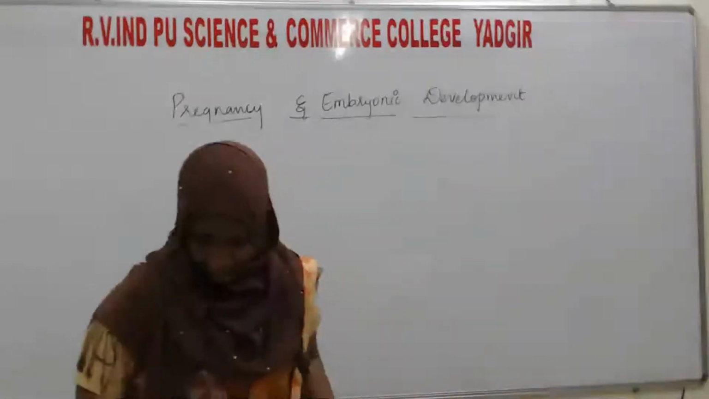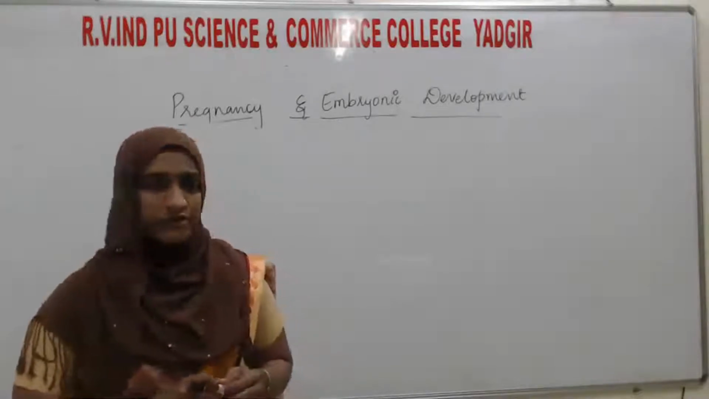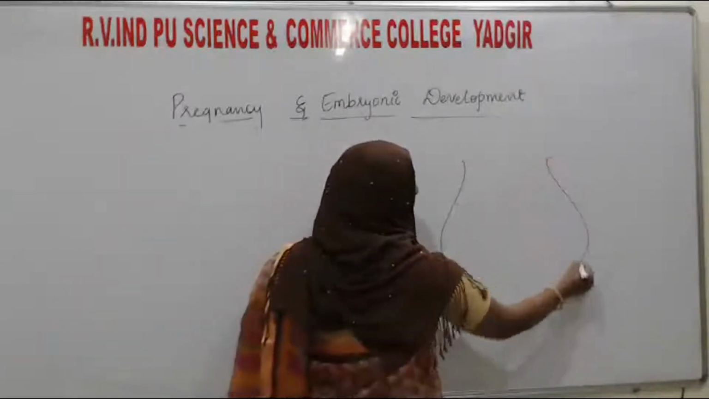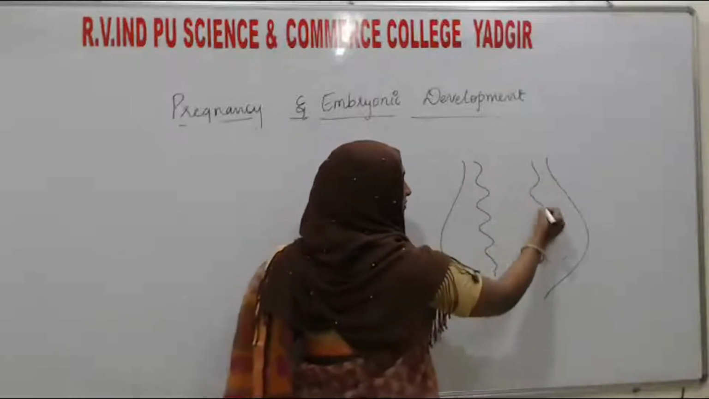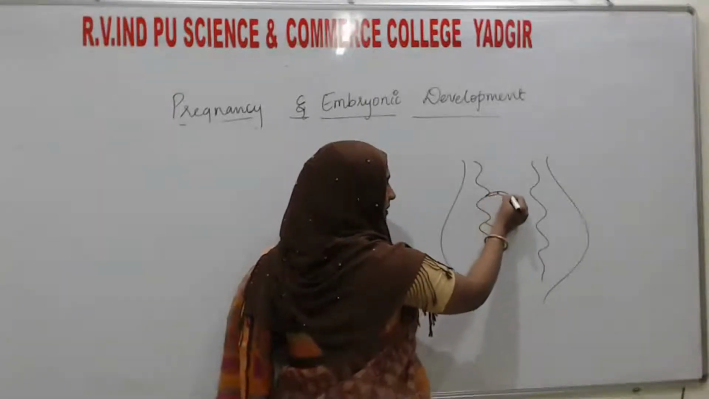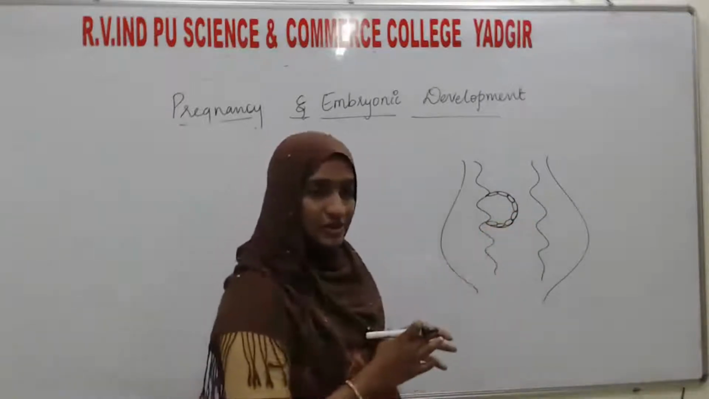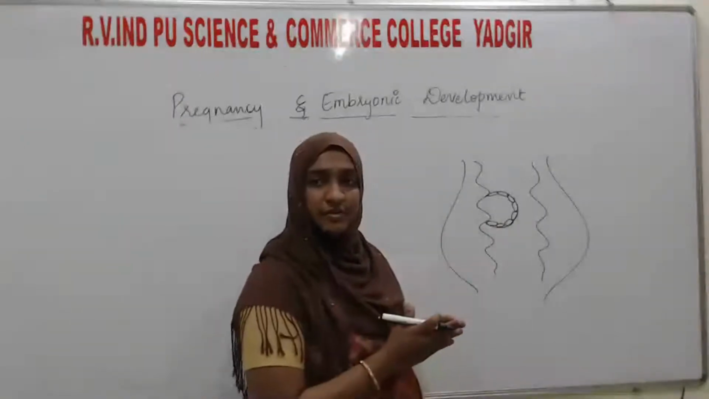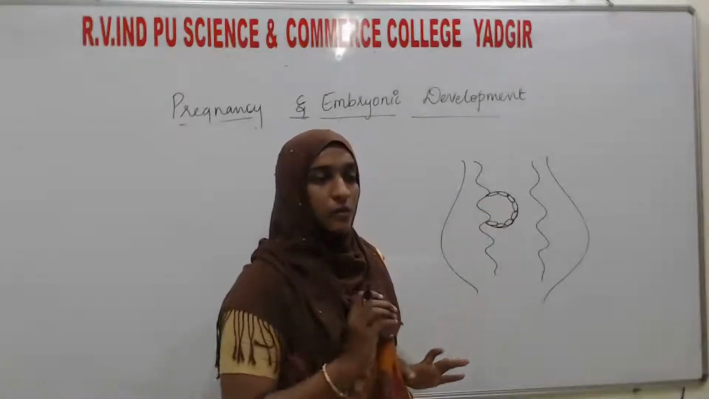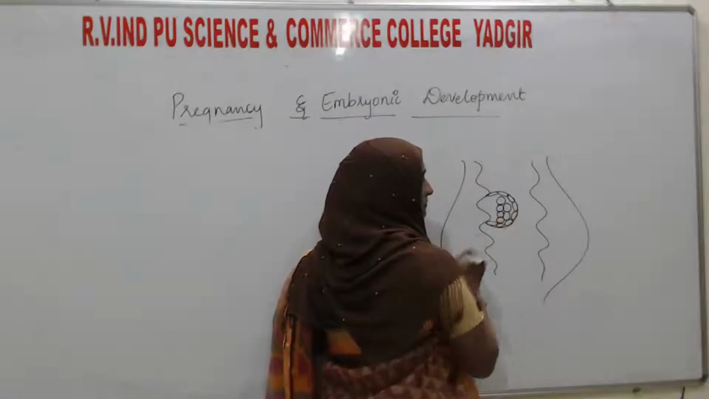Now next, after implantation, what happens to the inner cell mass? You have already studied implantation. This is the uterus, and in it there is an endometrium lining. Here the blastocyst gets implanted or attached. The attachment of the blastocyst inside the endometrium is done by the trophoblast cells, which you know already. Then where does the inner cell mass go?